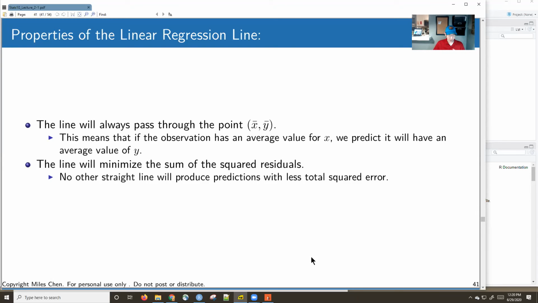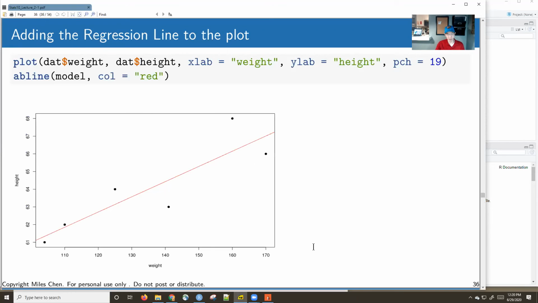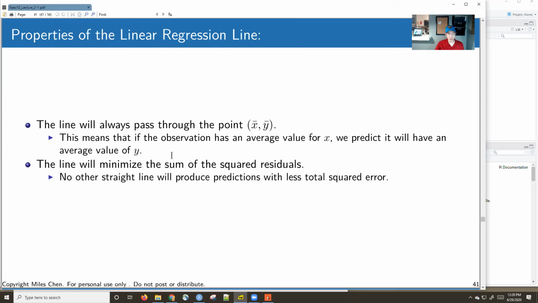Okay. When you create the linear regression line and you have the slope and the intercept, whether you use the slope and intercept following this formula or ask R to do it for you using lm, this linear regression line has the property that it always passes through the point (X bar, Y bar). What that means is that if you have a new observation of X, and the X value is average, meaning it's X bar, then your prediction for Y is going to be Y bar. Okay, and that makes sense. An average X should correspond with an average value of Y.